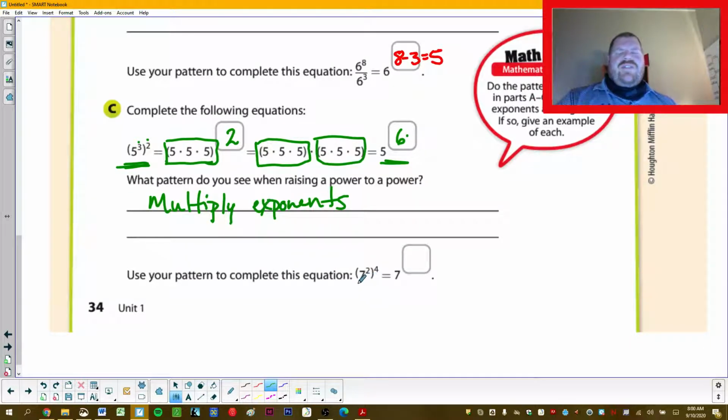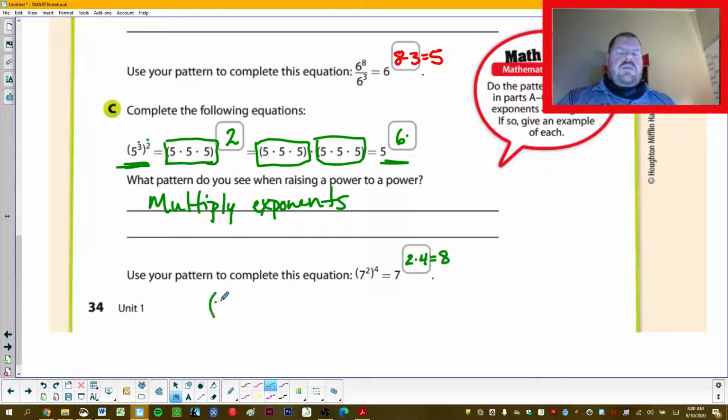We'll go ahead and do the same thing on this one. It's going to get a little bit long-winded, but it's valuable to see that in action. What do you think you're going to get when you go 7 squared to the 4th power? If we follow that idea of multiplying exponents, 2 times 4, I'll write that here, 2 times 4 is equal to 8. Let's see if that works.